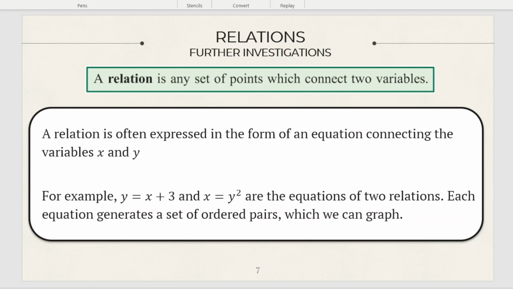So a relation is often expressed in the form of an equation. For example, we've got y equals x plus 3 and x equals y squared. Each of these equations is going to generate a set of ordered pairs which we can graph.